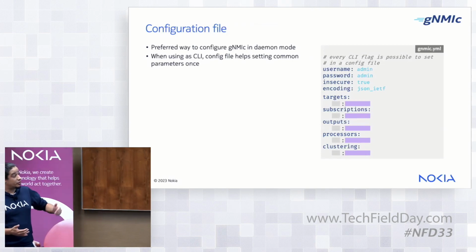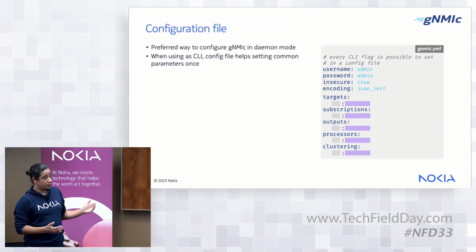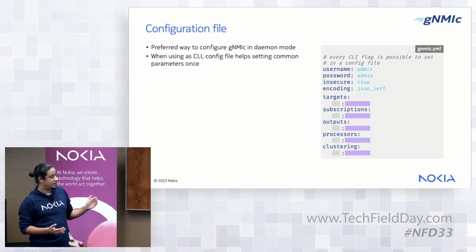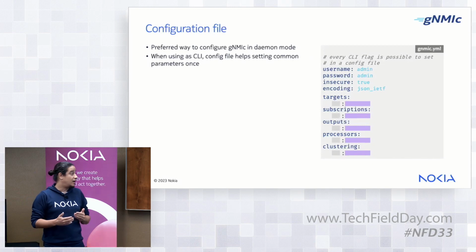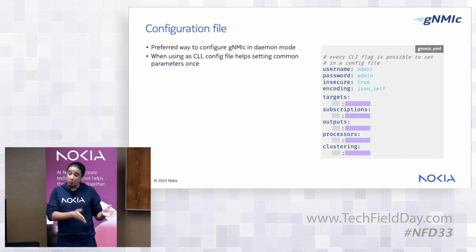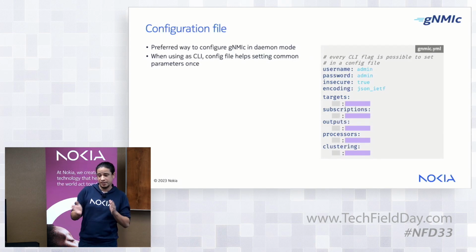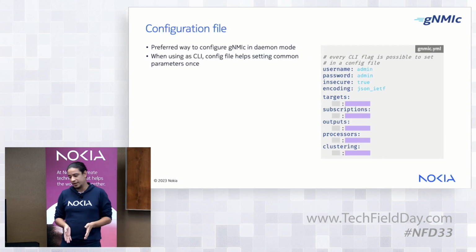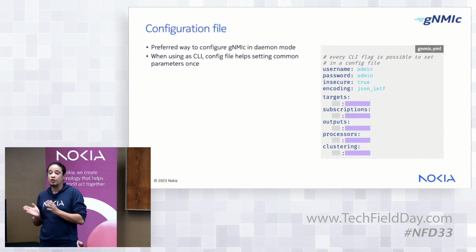So the configuration file has those global variables, global flags, sorry, there, as well as different sections that allow you to define multiple targets and how to connect to them. So each target can have different credentials, different TLS certificates. Subscriptions are what I mentioned earlier: the paths and the mode of the subscription. Mode here means, is it streaming or is it once? And in case of streaming, is it on change or is it sampled?